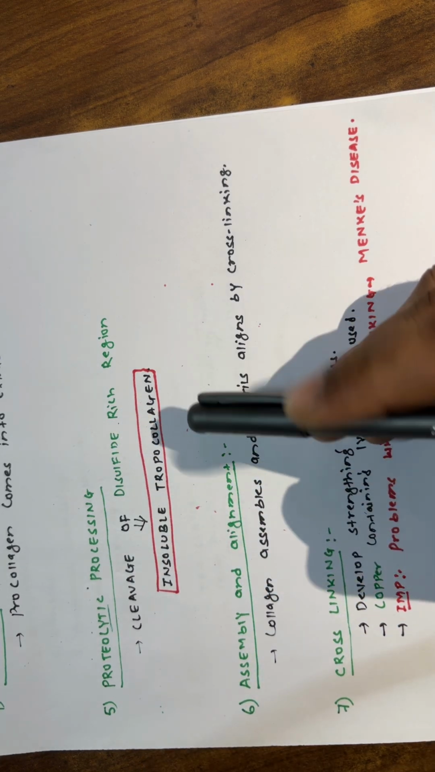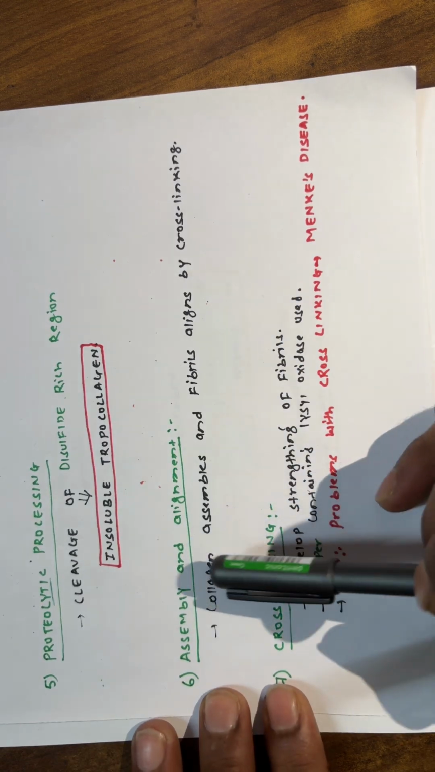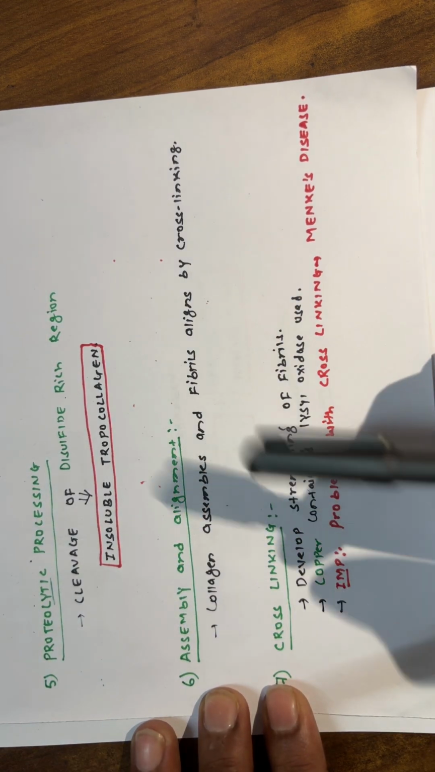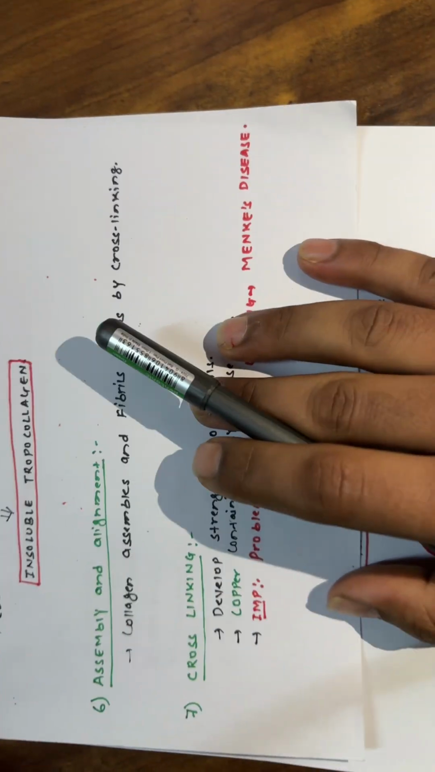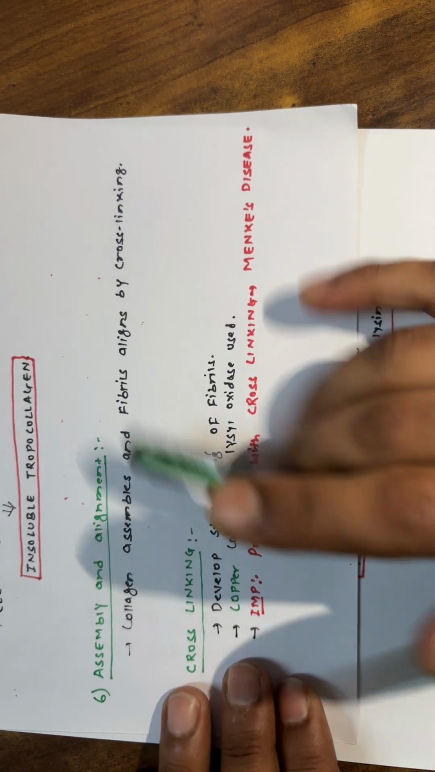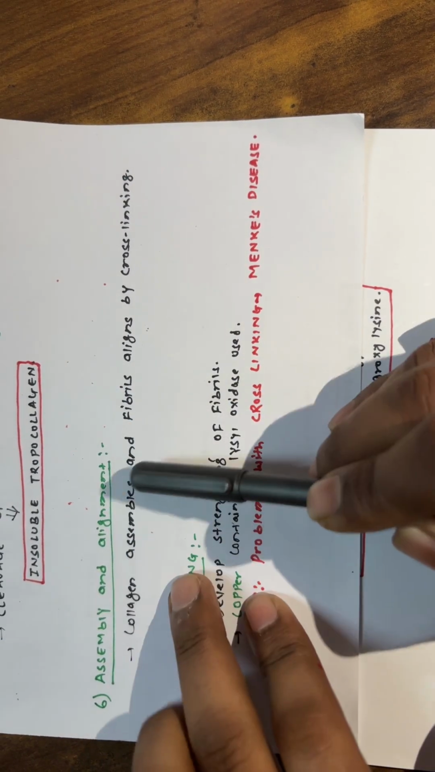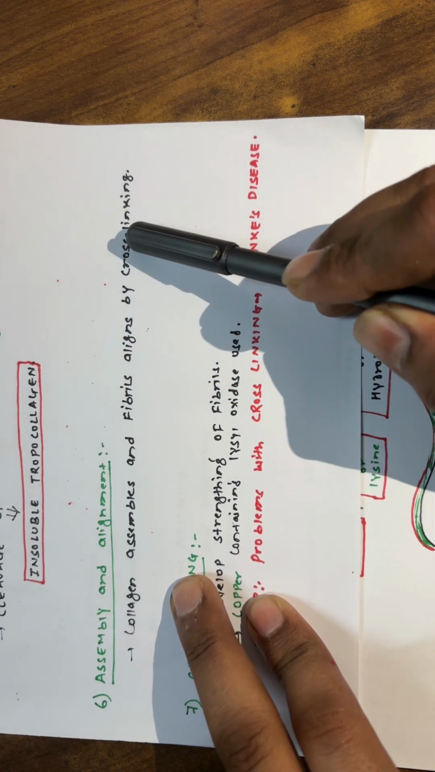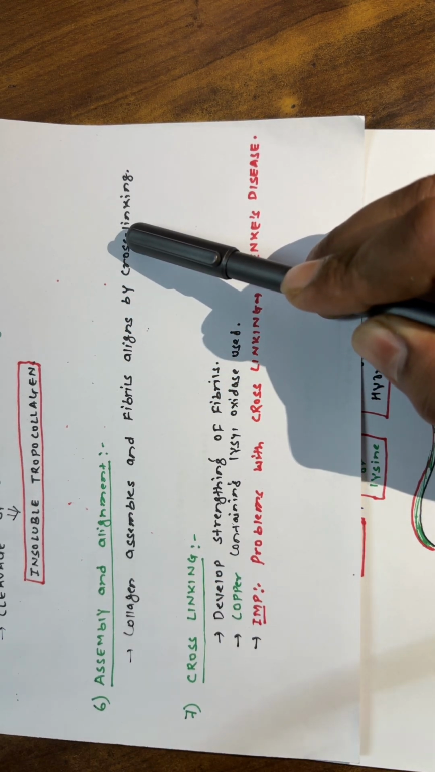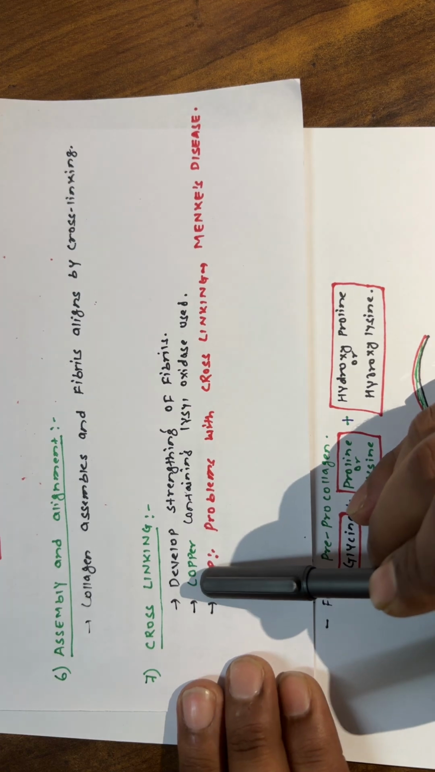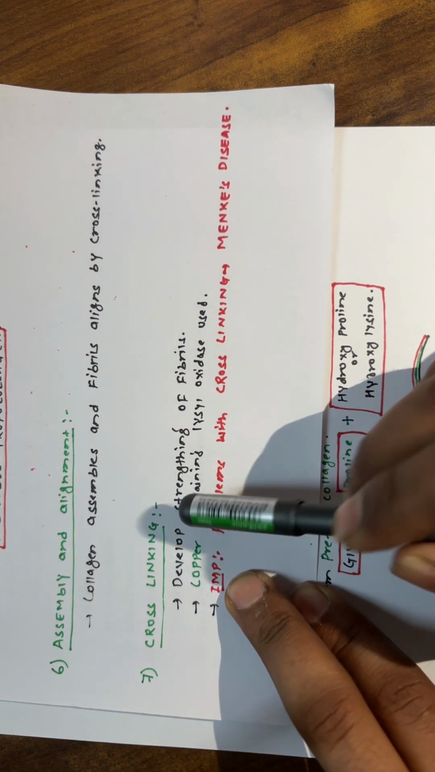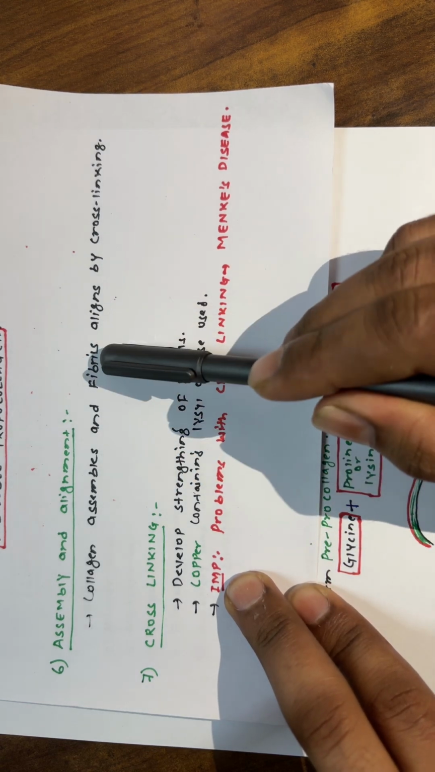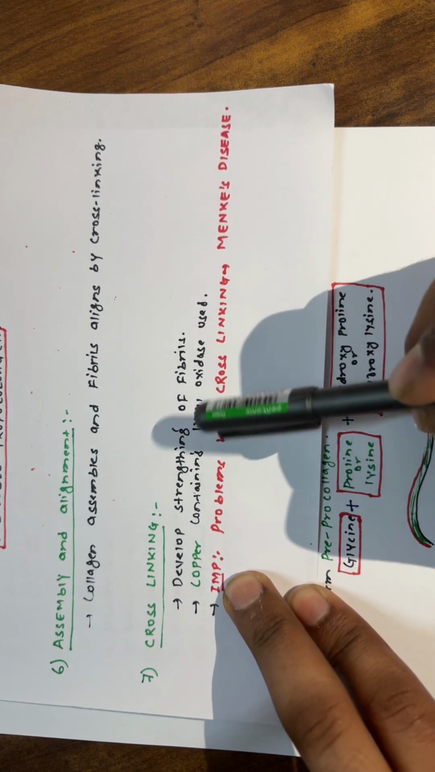Now we'll talk about the sixth step, that is assembly and alignment. In this step, the collagen that has been formed will assemble, and the fibrils align by the cross-linking process. And the last step is cross-linking. This cross-linking step is the final step that strengthens these fibrils, so these fibrils will get more strength.